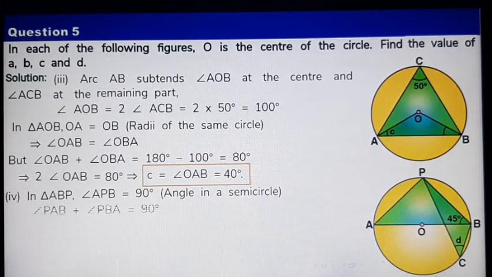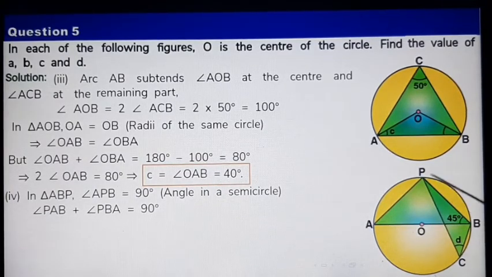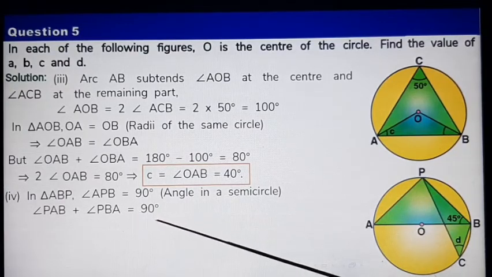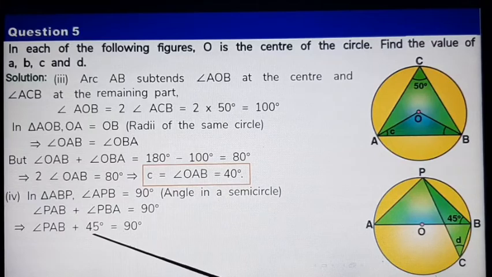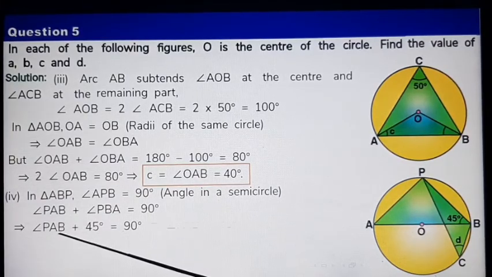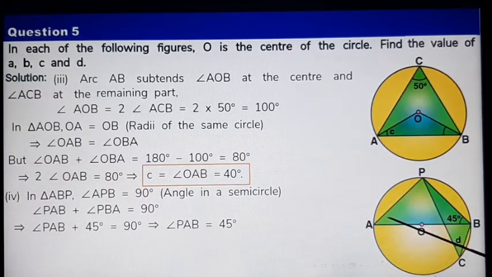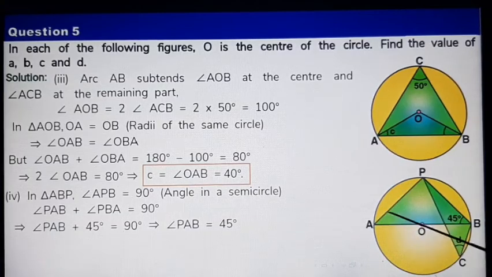Now if this is 90 degrees, then in this triangle this and this together are going to be 90, because 90 plus 90 gives me 180 degrees. So PAB plus PBA is 90 degrees. One more thing given is that PBA is 45 degrees, so instead of PBA I have written 45. That means PAB will also be 45 degrees here.